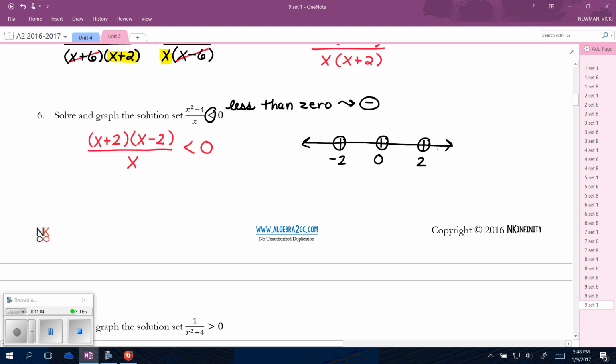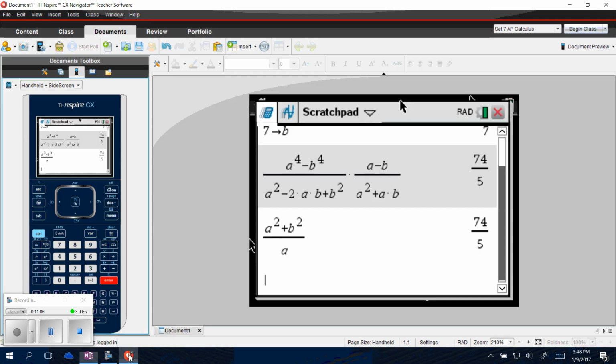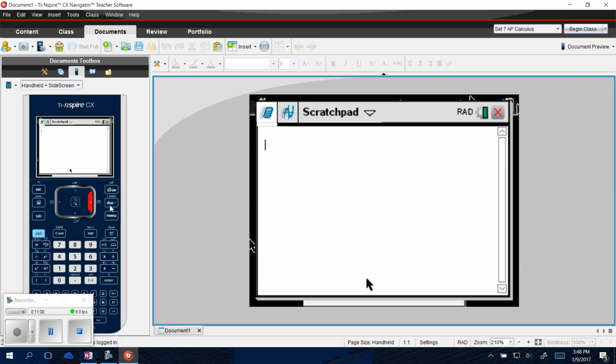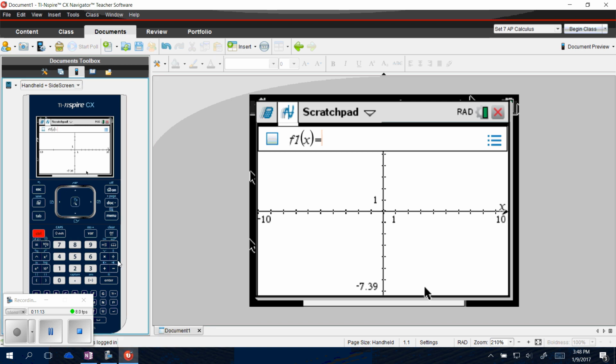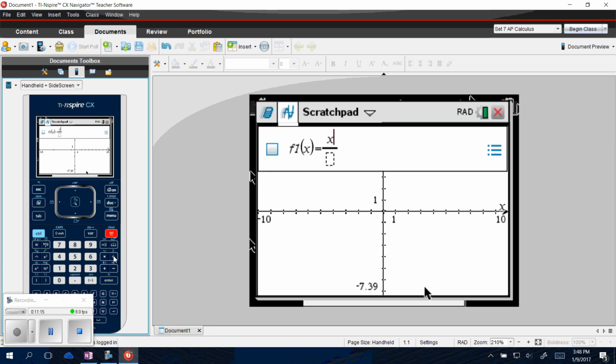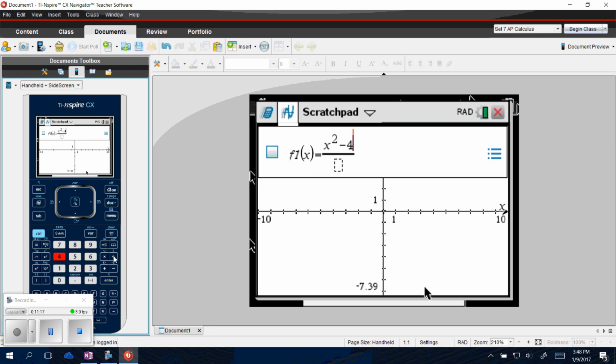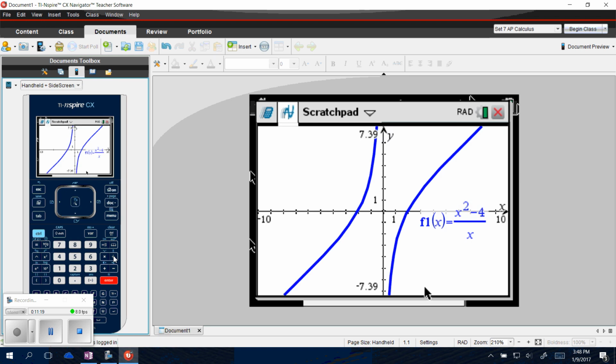So we go to our calculator. We go to the graph. We type it in. Okay? And you can see right here, that's where negative 2 is. 0 is here. Positive 2 is here. To the left of negative 2, those y values are negative. To the right of negative 2, the y values are positive.